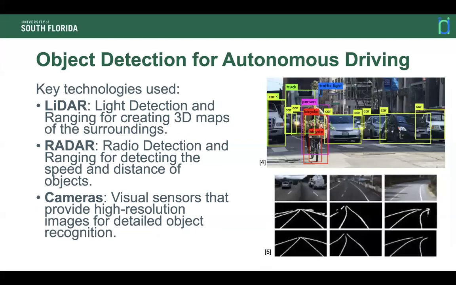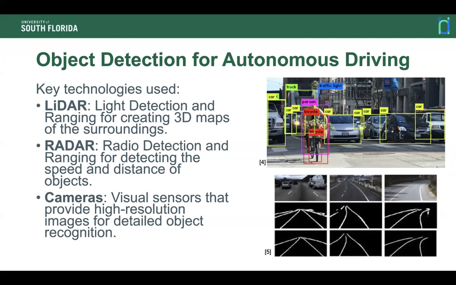Next, we will discuss the role of computer vision tasks in autonomous driving. So, object detection for autonomous driving is a critical component in ensuring the safety and functionality of autonomous vehicles. It involves identifying and classifying multiple objects within an image and determining their location. The key technology used in object detection is LiDAR, which creates a 3D map of the surroundings. This allows the vehicles to understand the shapes and distance of objects around it, even in low light conditions.